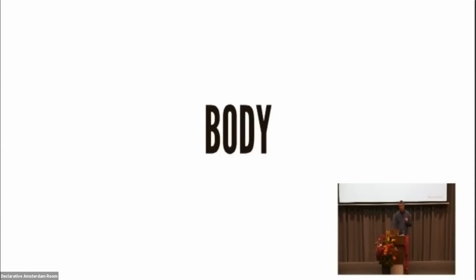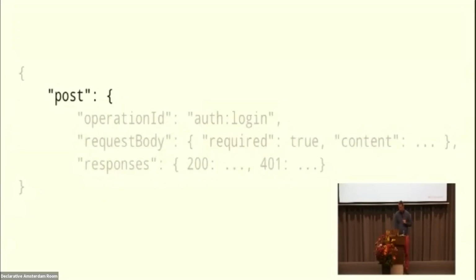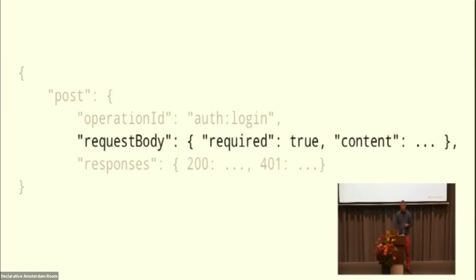Let us now look at the body. Now we have a post operation. That's auth login here. And it has a request body. If you specify that, then you say, OK, I will have something in the request body. And this is also required, as you see. So you can also have nullable and other types. So you can really say, if this request does not have a body, then reject it immediately.